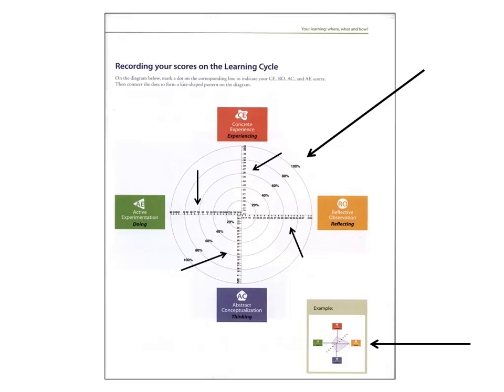Do not be concerned if your kite pattern is not symmetrical or is lopsided. Stop this recording and take the inventory. When you have finished the inventory and plotted the scores on page 3, resume the recording.